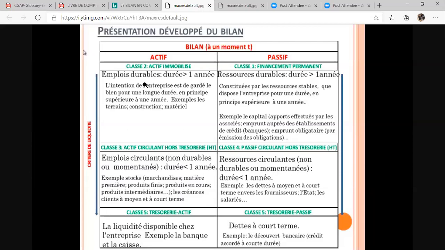This one comprises of... Excuse me? Yes? Could you kindly repeat the explanation for class 4? Class 4, okay. Class 4, the passif circulant.